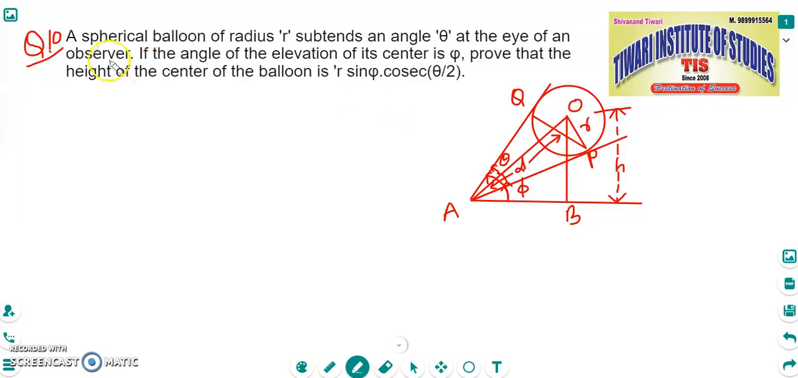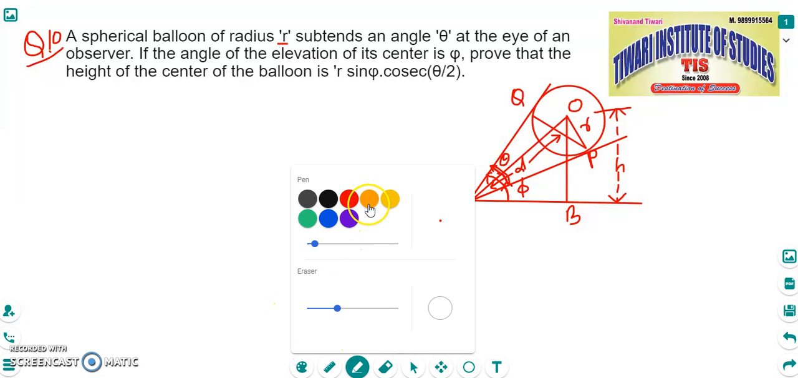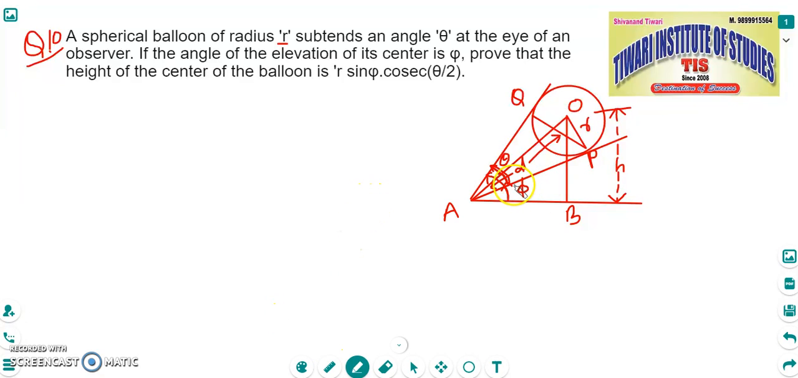Moving on to the question, it says a spherical balloon of radius r. We have a balloon, spherical in shape, whose radius is r, subtends an angle theta at the eye of an observer. Here A is an observer looking at this balloon, and this balloon subtends an angle theta, this whole angle here. Let me put some different colors so that you can clearly get what I'm talking about. This angle is theta.